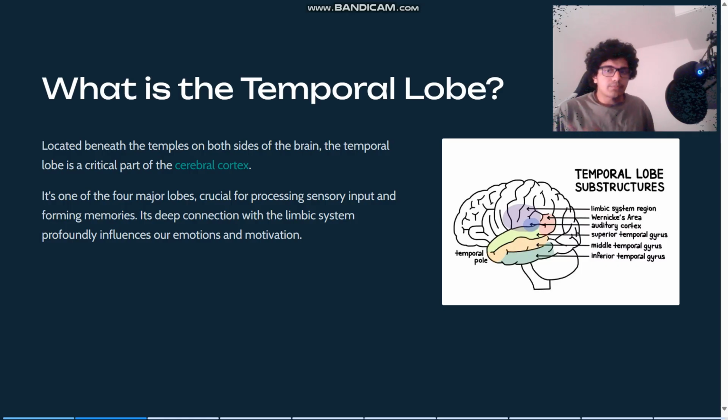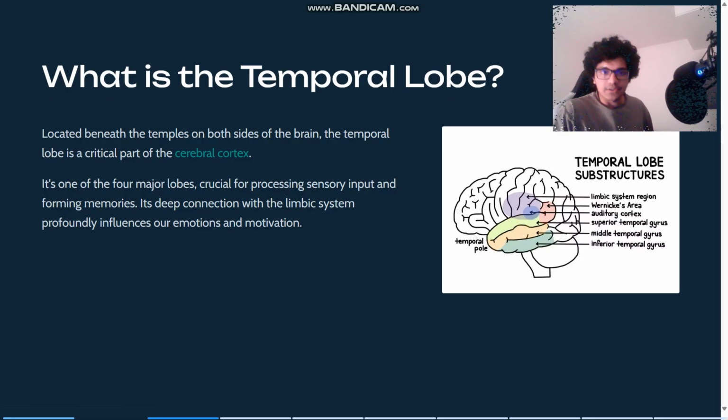So, as usual, you have the frontal lobe, the occipital lobe, the parietal lobe, and then the temporal lobe. The temporal lobe is essentially crucial for visual memories. It plays a role in pain and autonomic reactions such as hunger and thirst as well. And as you can see, these are the substructures of the temporal lobe, which we'll be delving into later.